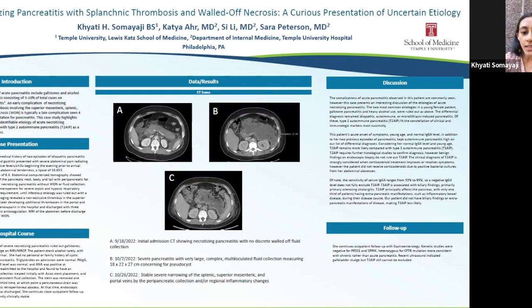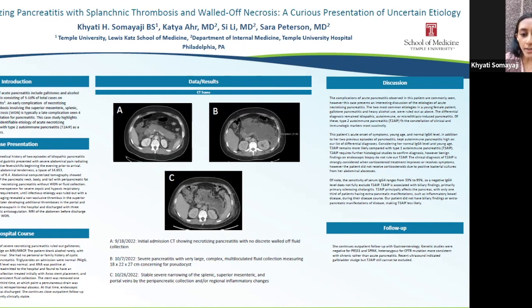But if you look at B, which was her presentation a few weeks later, you could see a development of a very severe, very large, complex fluid collection measuring about 18 by 20 by 27 centimeters. And then a couple of weeks later, you can see a little bit of narrowing of the splenic, superior mesenteric, and portal veins. So she developed these thromboses and the inflammatory changes that came with that.